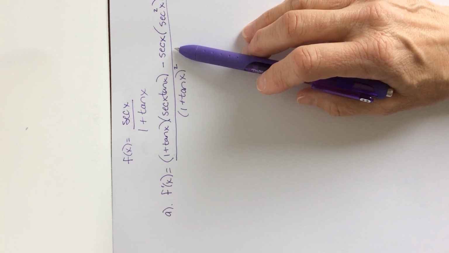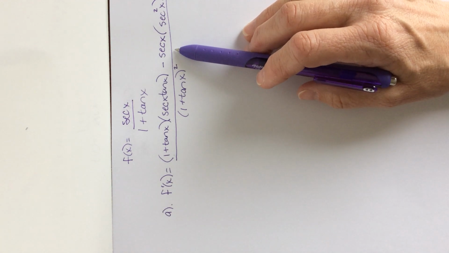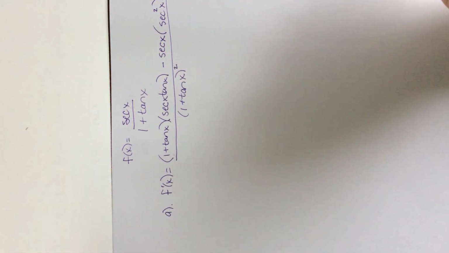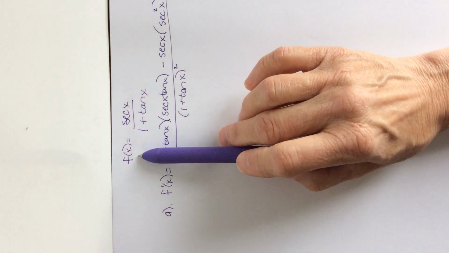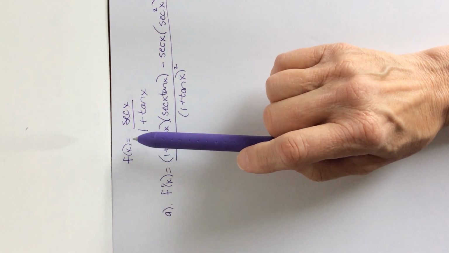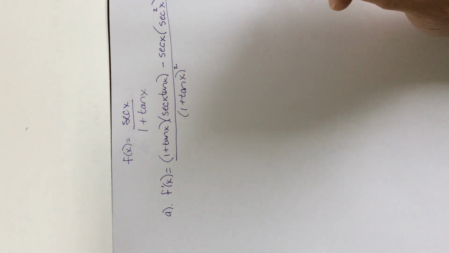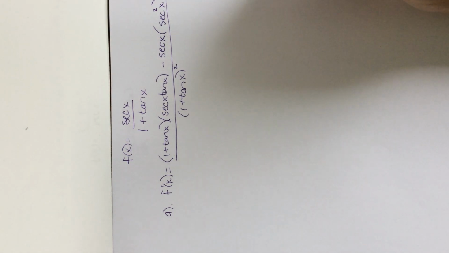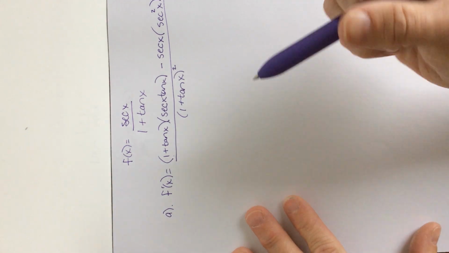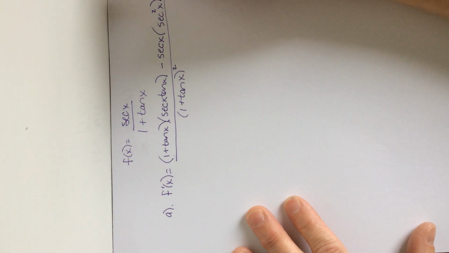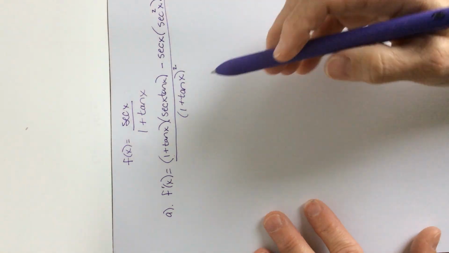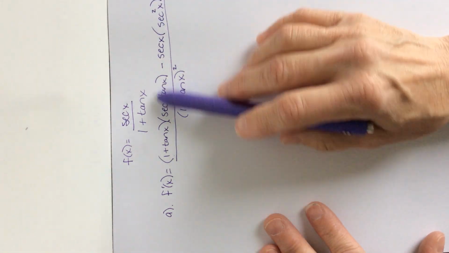Looking ahead, Part B wants us to find for what values of x the graph of f has a horizontal tangent. Well, remember, what helps us find horizontal tangents? When a tangent line is horizontal, that means the derivative is 0. So we want to take the derivative and set it equal to 0. That means I need to do some cleaning up of this derivative.